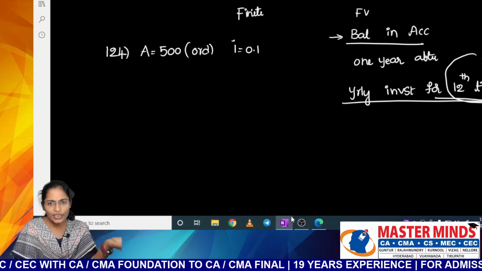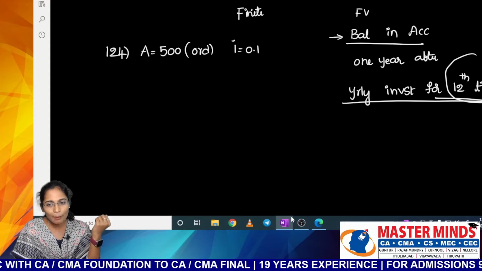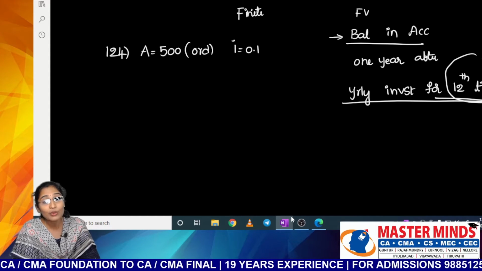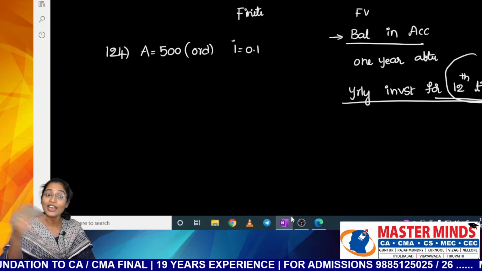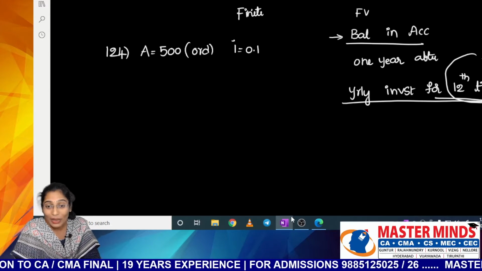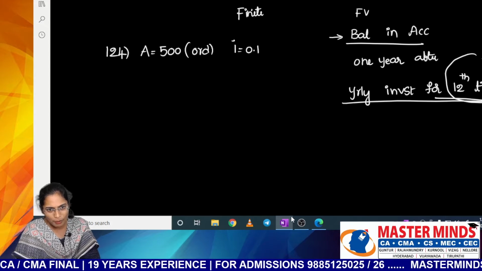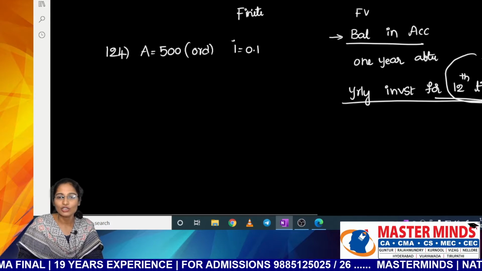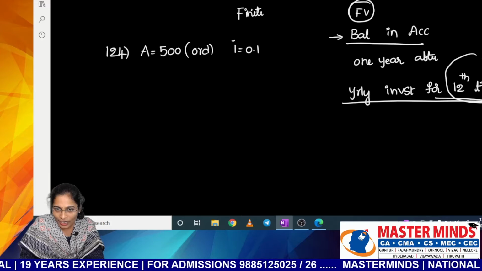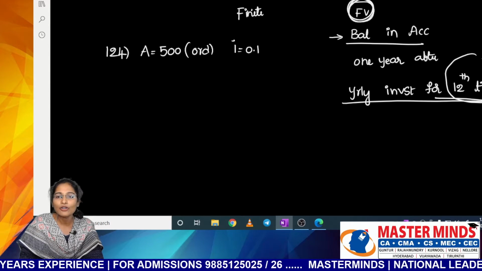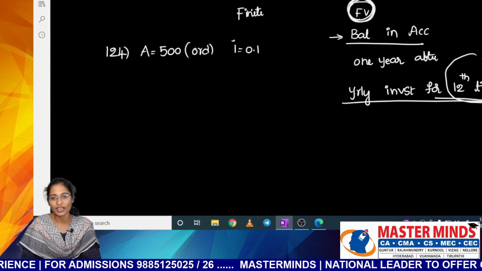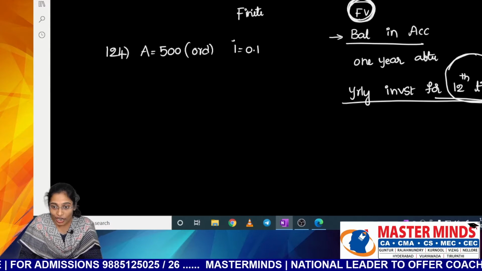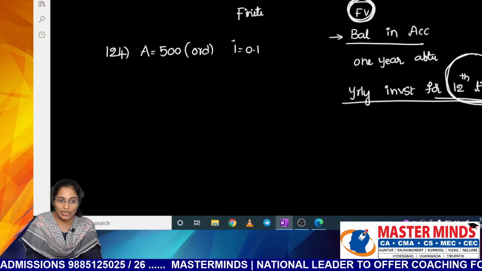First payment happened at the end of first year. Second payment happened at the end of second year. Like that, 12th payment will happen at the end of 12th year. Means he is asking for the balance in his account by which year? 12th year, right? Means he is asking about present value, future value. Future value. Very good. So, by reading out the sentence, I am able to understand that this question is related to present value of annuity or future value of annuity. Future value. For which time? 12th time.